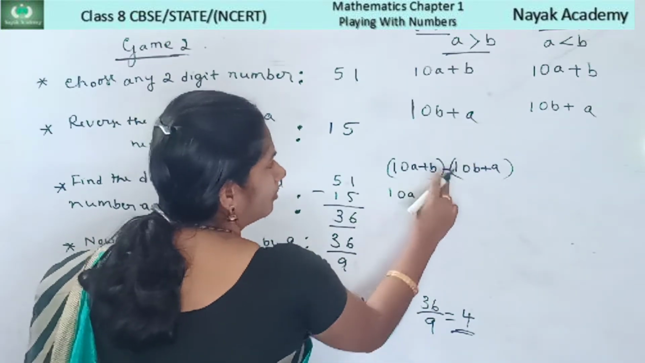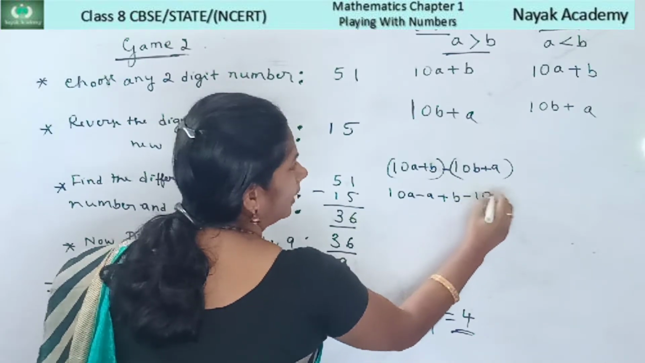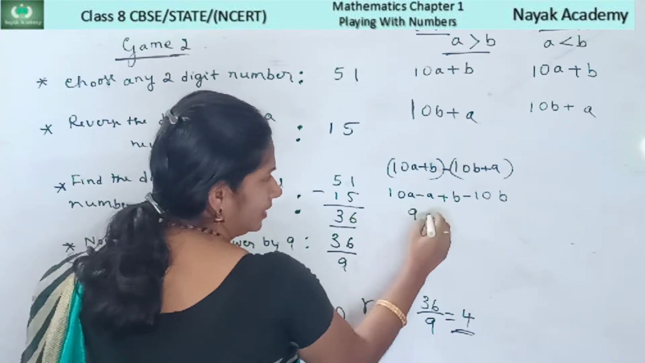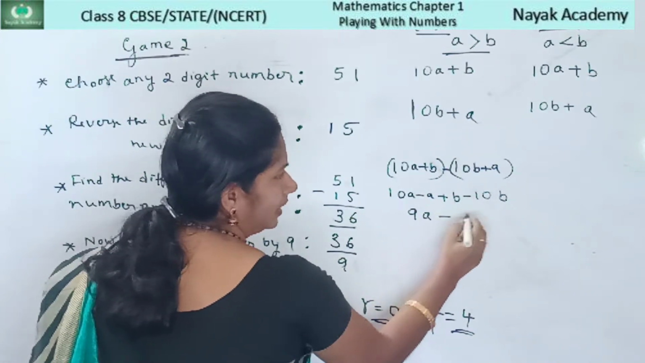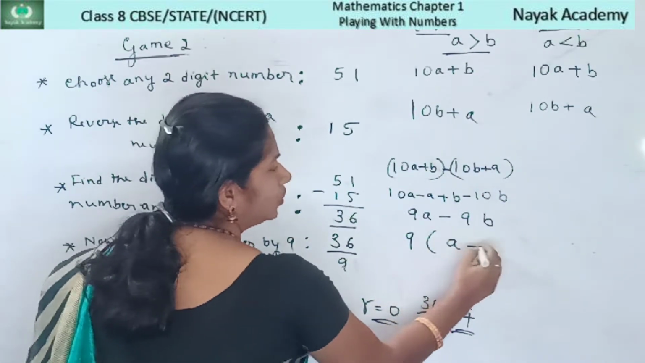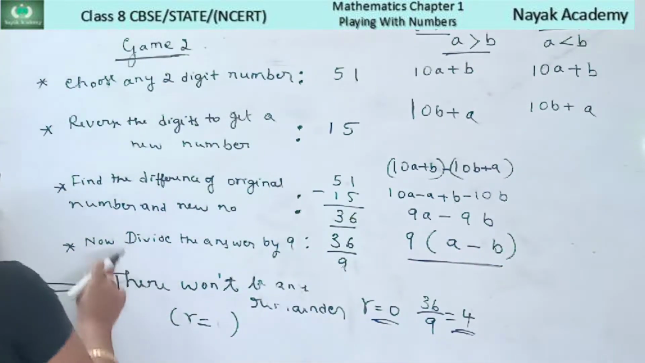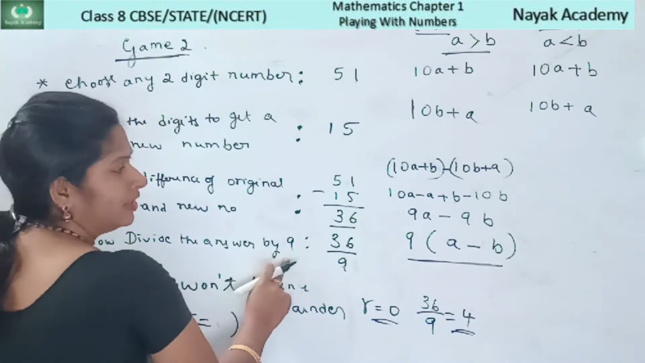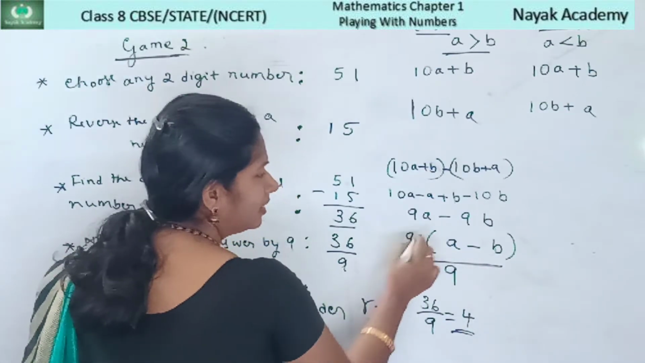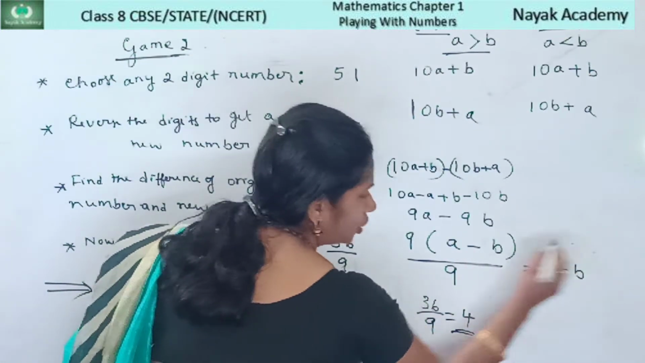Now 10a minus a plus b minus 10b. 10a minus a, subtracting the like terms, you will get 9a. b minus 10b is minus 9b. If you take common 9 outside, then you will get 9 into a minus b. Next step, divide the answer by 9. This is a multiple of 9, children. If you divide the answer by 9, then 9 gets cancelled and you will get a minus b as the quotient.